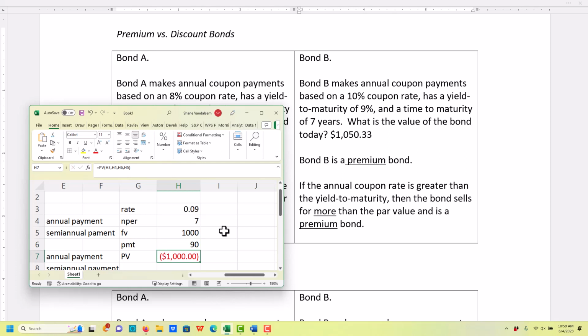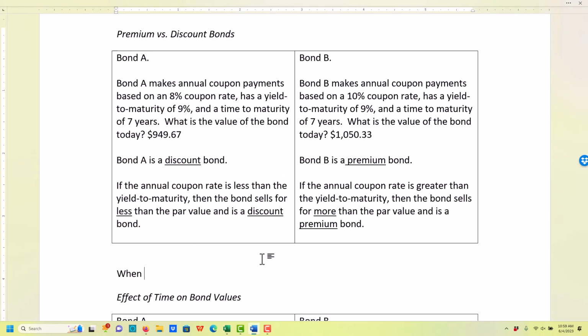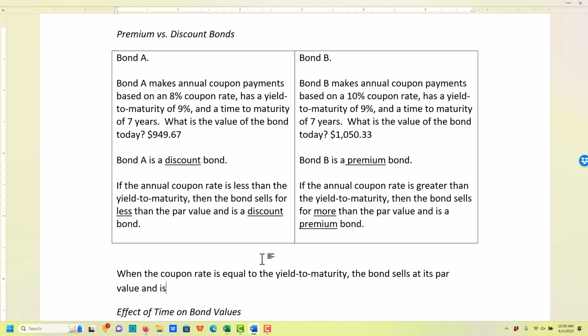and this is referred to as a par value bond. Okay, so the present value, the price of the bond today, is equal to the par value that I'll receive at maturity. I'm just going to type this in here. So when the coupon rate is equal to the yield to maturity, the bond sells at its par value or the face value and is referred to as a par value bond.